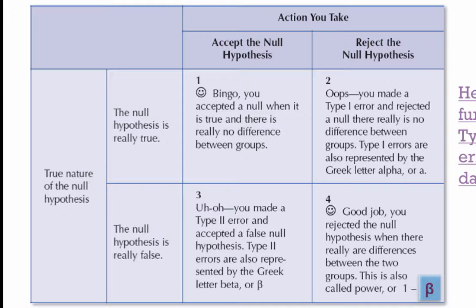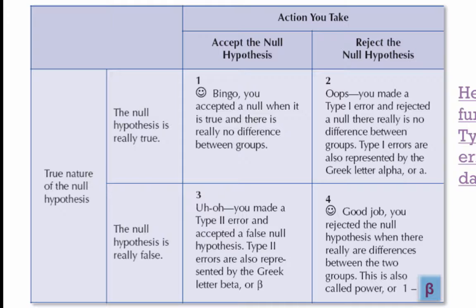This is really what happens in reality, the true nature of the null hypothesis. It's looking at boxes 1 and 2. This is simply stating the null hypothesis really is true. Just looking at these two boxes, this first row, in reality, there are no differences between groups, or there are no relationships between variables. Whereas the bottom row, 3 and 4, in reality, the null hypothesis is false. There really are differences between groups, or there really is a significant relationship between your variables.